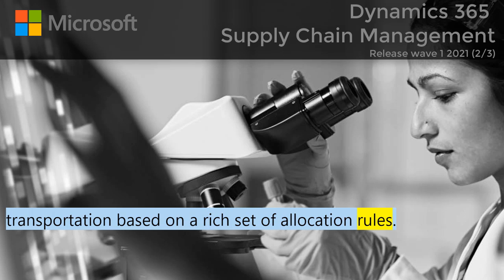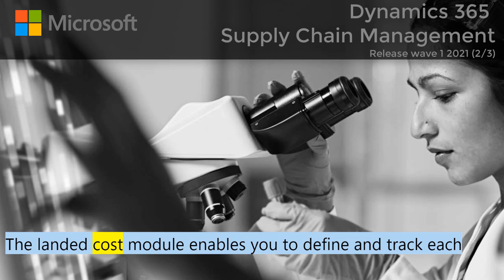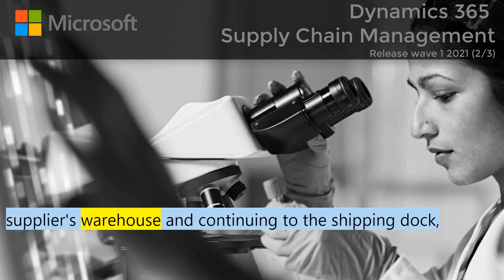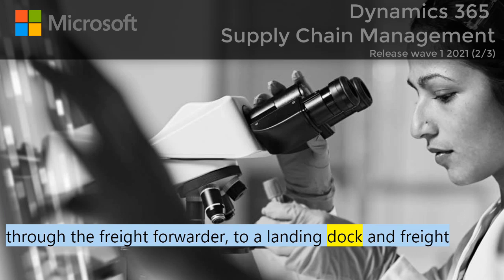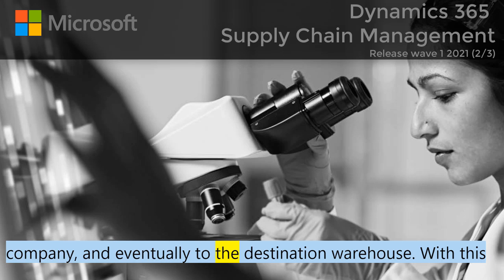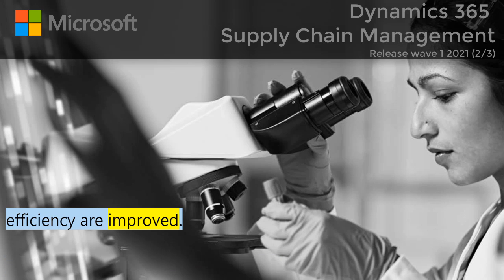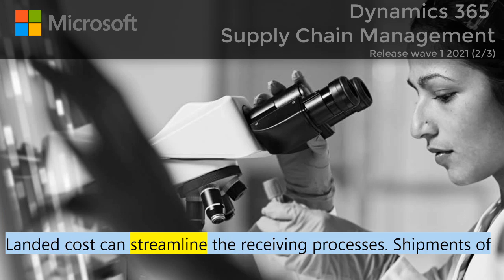The landed cost module enables you to define and track each segment of the goods in transit journey, beginning at the supplier's warehouse and continuing to the shipping dock, through the freight forwarder, to a landing dock and freight company, and eventually to the destination warehouse. With this visibility, arrivals are predictable, and warehouse planning and efficiency are improved. Landed cost can streamline the receiving processes.